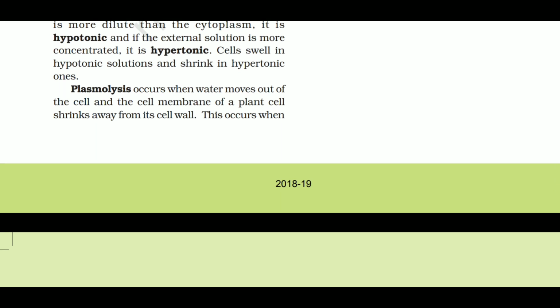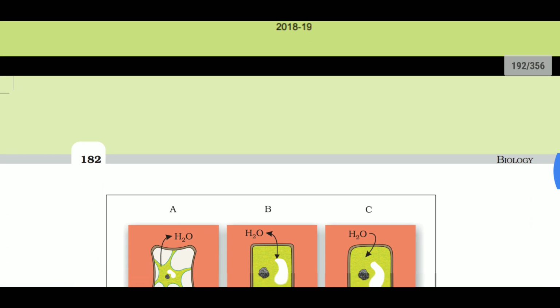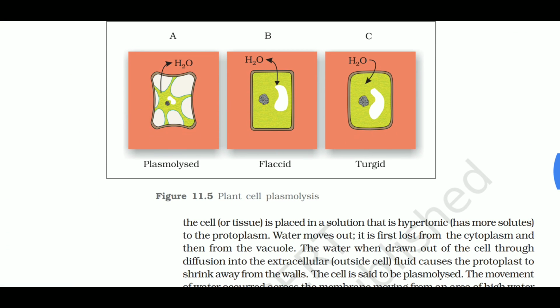So plasmolysis occurs when water moves out of the cell and the cell membrane of the plants shrinks away from the cell wall. It is opposite to turgid, opposite to turgor. This occurs when the cell is placed in a solution that is hypertonic, having more solutes than the protoplasm. In this figure, the first picture is plasmolyzed, the second picture is flaccid, and the third picture is turgid.